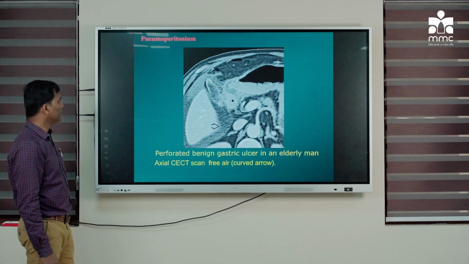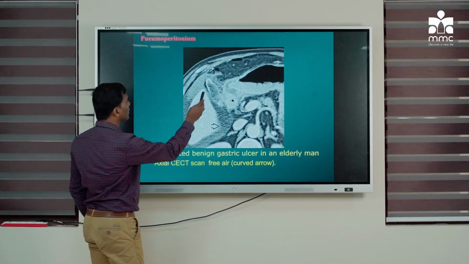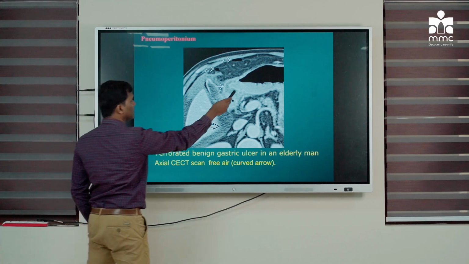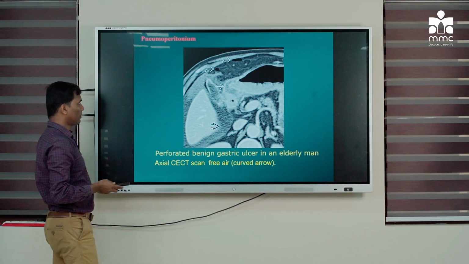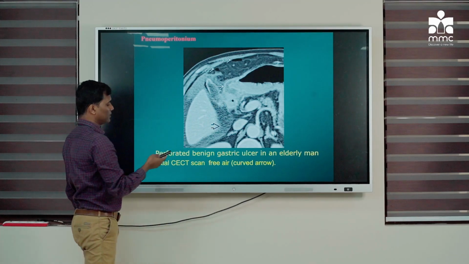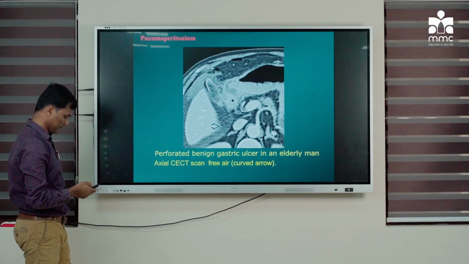So this is the CT. You can see there is a small air lucency here. That black thing is the air. This is the air within the stomach. So that is a small pneumoperitoneum, and there is wall thickening of the stomach here. It is because of a perforated gastric ulcer.